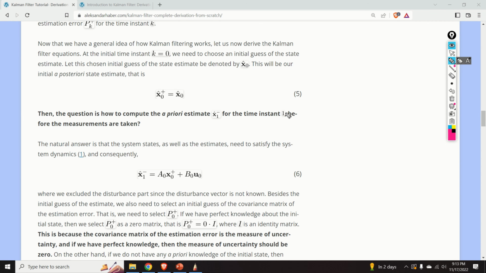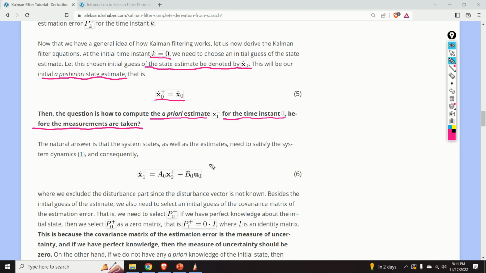Next, let us derive the Kalman filter equations. At the initial time step k equal to 0, we need to choose an initial guess of the state estimate. Let this chosen initial guess be denoted by x0 hat, and this will be our initial a posteriori state estimate. That is, x0 hat plus is equal to x0 hat. Then the natural question is the following one: how to compute the a priori estimate x1 hat minus for the time instant 1 before the measurements are taken?